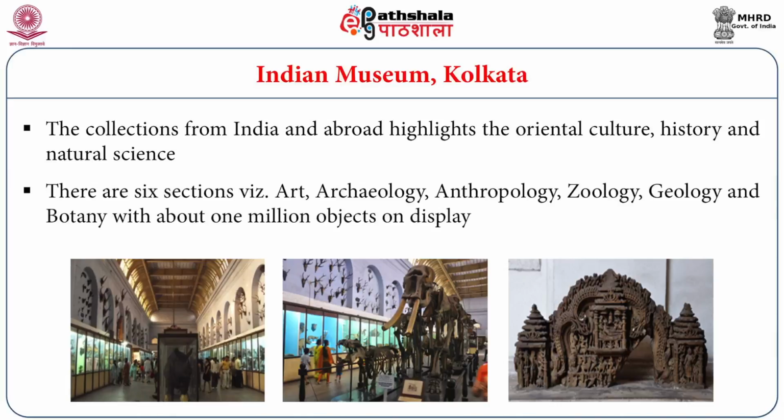There are 6 sections, namely art, archaeology, anthropology, zoology, geology and botany. These disciplines have their own objects kept on display, numbering 1 million. And all these objects, each and every one, are unique, a rare find for the visitors entering that museum.